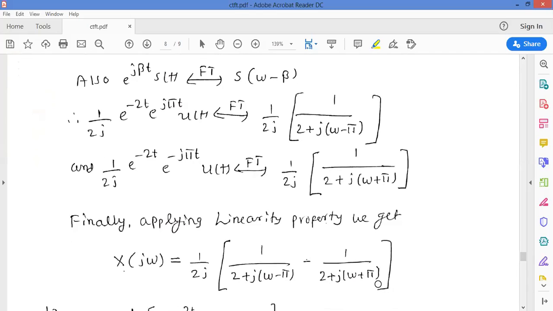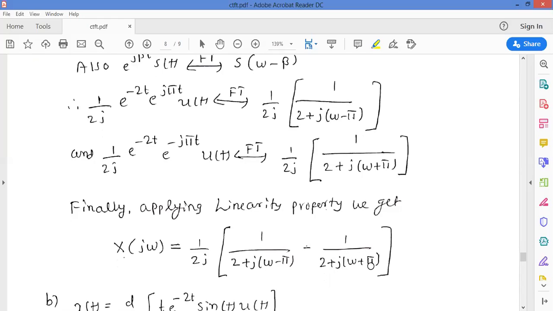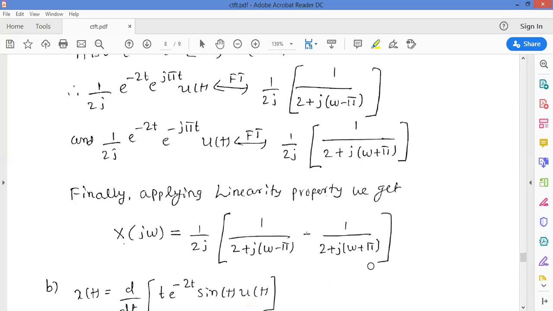Now what will I do? I will apply the linearity property. What does the linearity property say? You simply add these two terms because all of them are constants. Therefore, I have 1 by 2j into the first quantity, 1 by 2 plus j omega minus pi, minus 1 by 2 plus j omega plus pi. There is no need to simplify this answer. Keep it as it is.